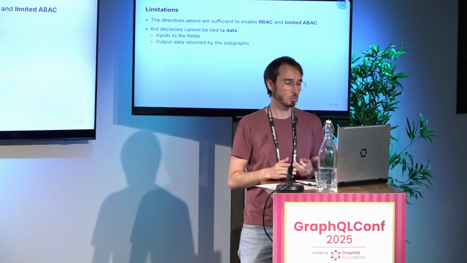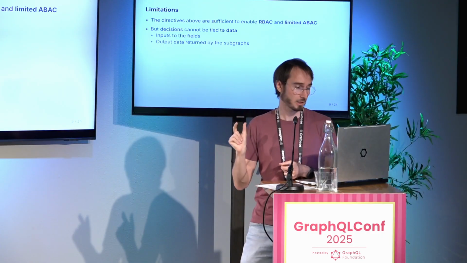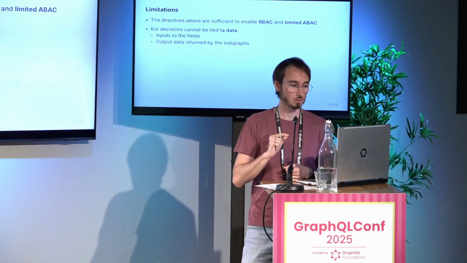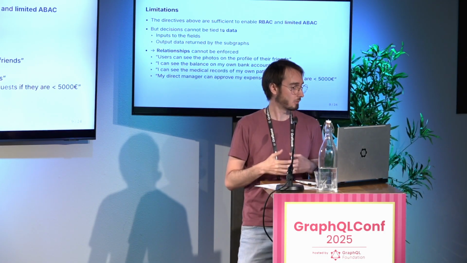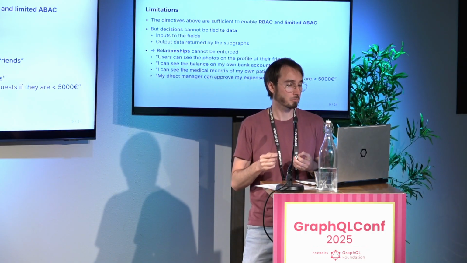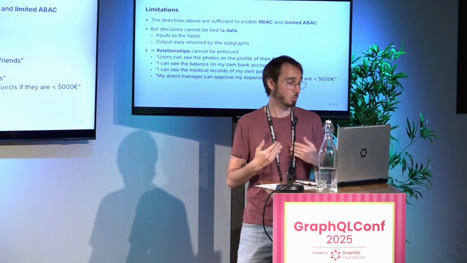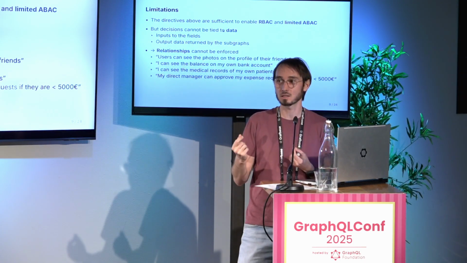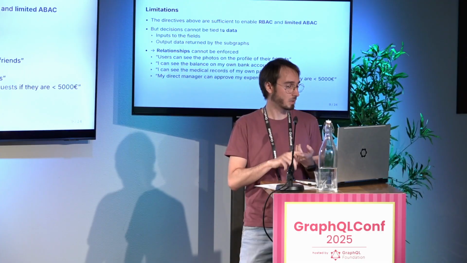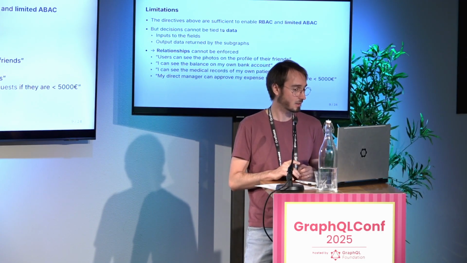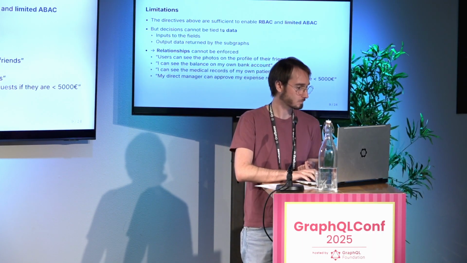But what you can't do is have decisions that are tied to data. So you can't make a decision based on the input arguments or based on output data returned by the subgraphs. We're going to dive into that. So you can't express relationships. Examples of relationships would be users can see the photos on the profiles of their friends. Either they can see profile photos or not. I can see the balance on my own bank account. You need the data on which bank account ID and which user does that to make an authorization decision. I can see the medical records of my own patients, healthcare thing, and my direct manager can approve my expense requests if they are less than 5,000 euros.